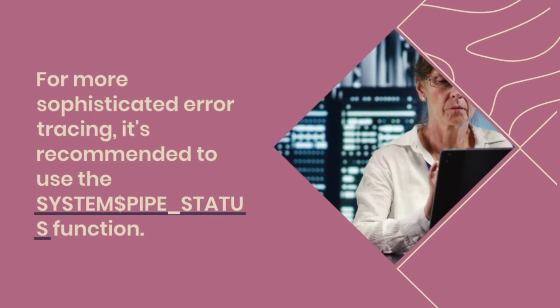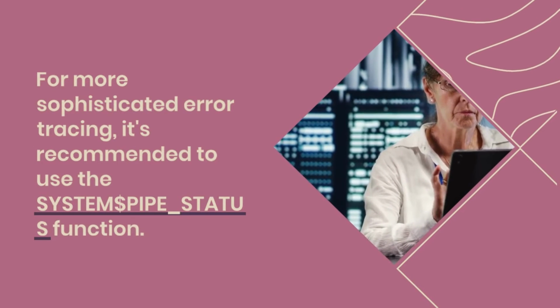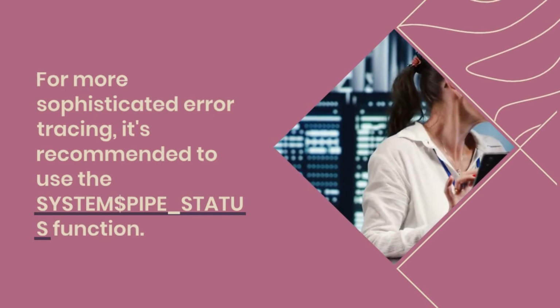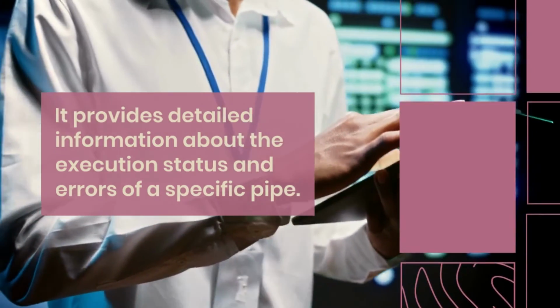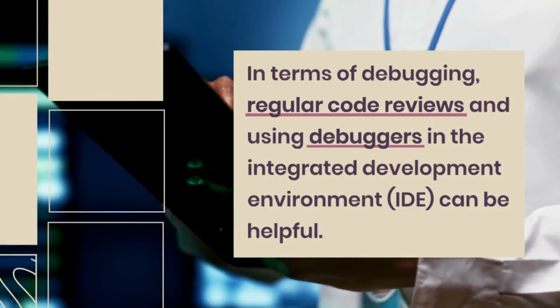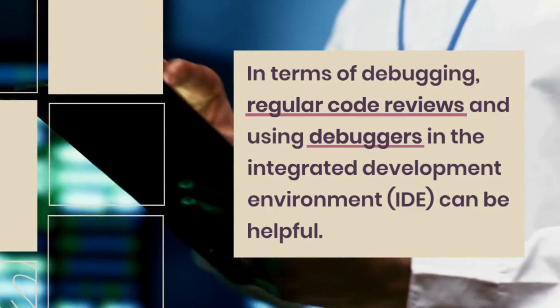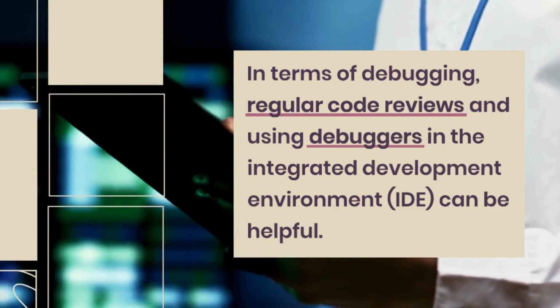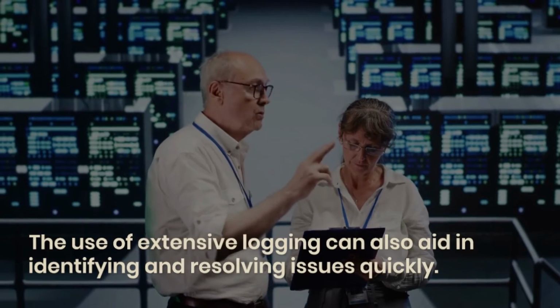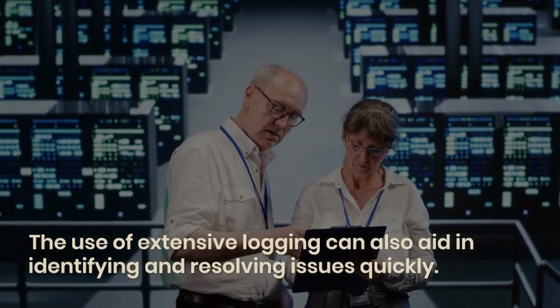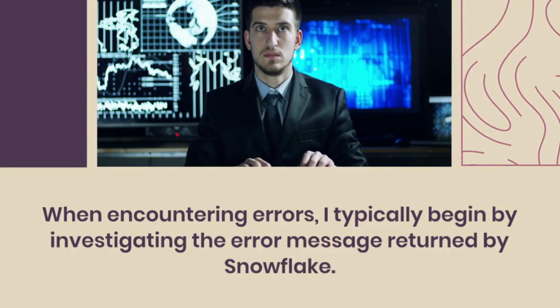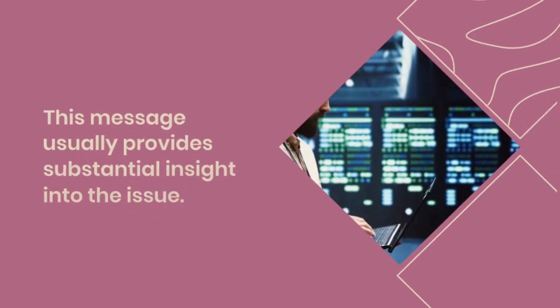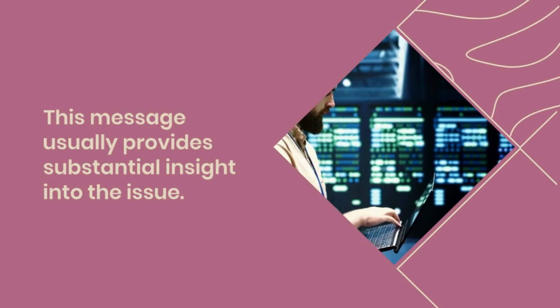For more sophisticated error tracing, it's recommended to use the system$pipe_status function. It provides detailed information about the execution status and errors of a specific pipe. In terms of debugging, regular code reviews and using debuggers in the Integrated Development Environment (IDE) can be helpful. The use of extensive logging can also aid in identifying and resolving issues quickly. When encountering errors, I typically begin by investigating the error message returned by Snowflake. This message usually provides substantial insight into the issue.